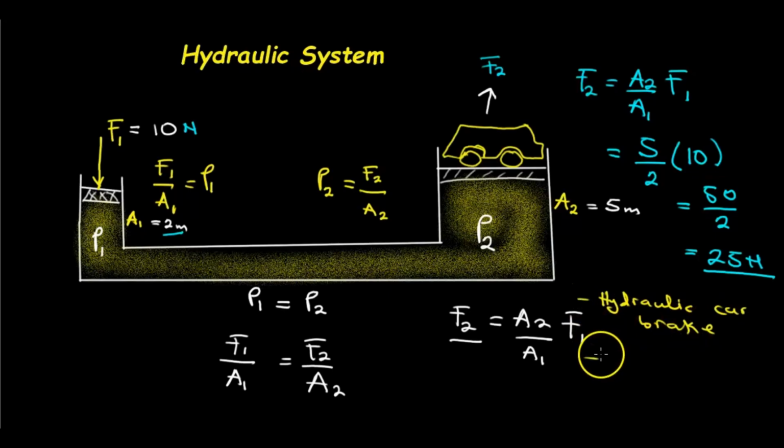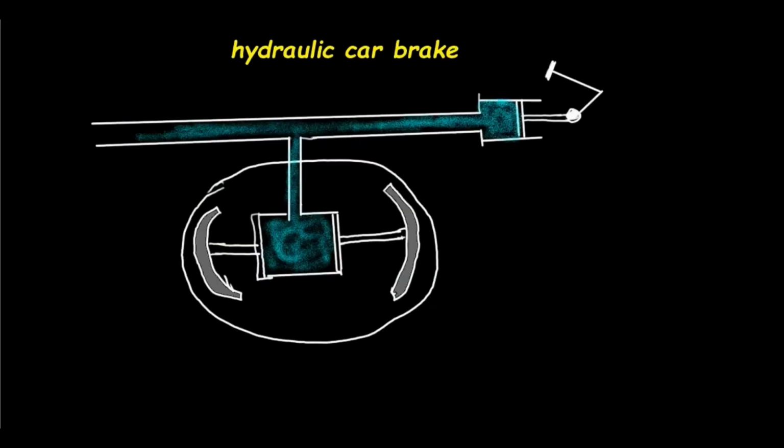The second one is the hydraulic press. And the third one is the hydraulic jack or the hydraulic lift. So this is how a typical hydraulic brake system looks.